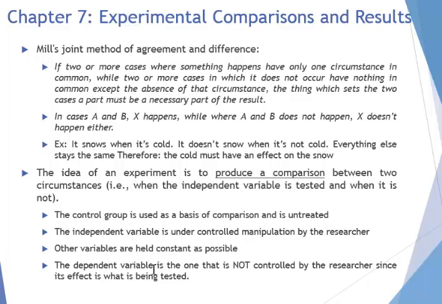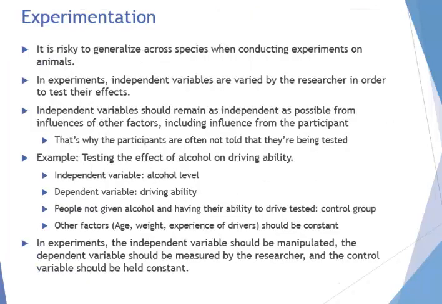And the dependent variable is the one that's not controlled by the researcher, since that's what's being tested. Whether the person's going to get in a better mood or get rid of their headache or whatever it is, that's the thing that is not controlled, because that's the thing you're looking for the result of. You're looking for the effect that the independent variable has on it.